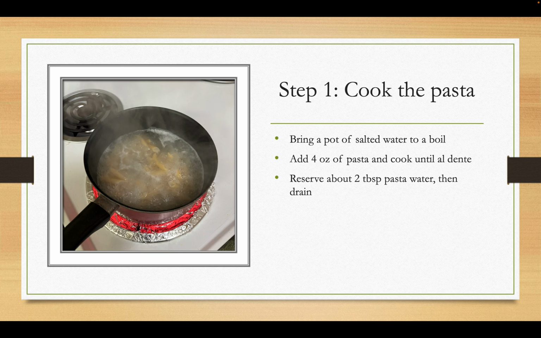So step one is cooking the pasta. I brought a pot of water to a boil. I added my pasta and cooked that, and I strained that water, and I ended up reserving 2 tablespoons of that pasta water for later. Pasta during the Renaissance era was a huge staple of Italian cuisine, and it evolved significantly during this time. Pasta was eaten by both the wealthy and the poor people.